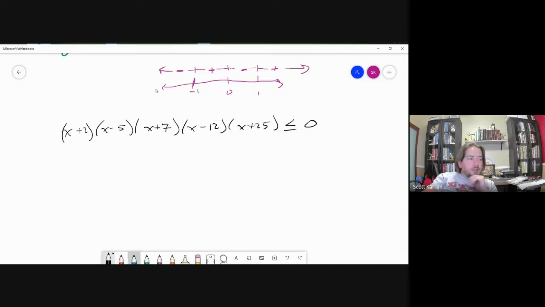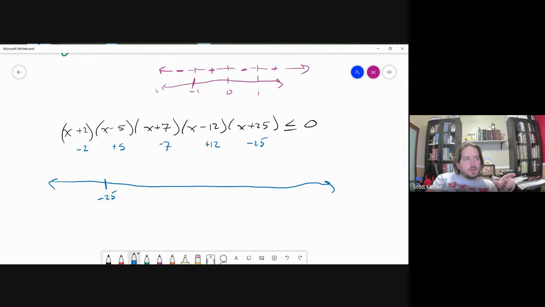Well, drawing out my number line, that doesn't have to be terribly accurate. You don't have to count all the spots exactly. I know I'm going to have zeros at -2, at +5, at -7, at +12, and at -25. So at -25, I split my number line. At -7, I split it again. At -2, it gets split, and then at 5, and then at 12, right? I don't care that these are not equally spaced apart. All I care is that I have these regions. And then I'm just going to start testing numbers.